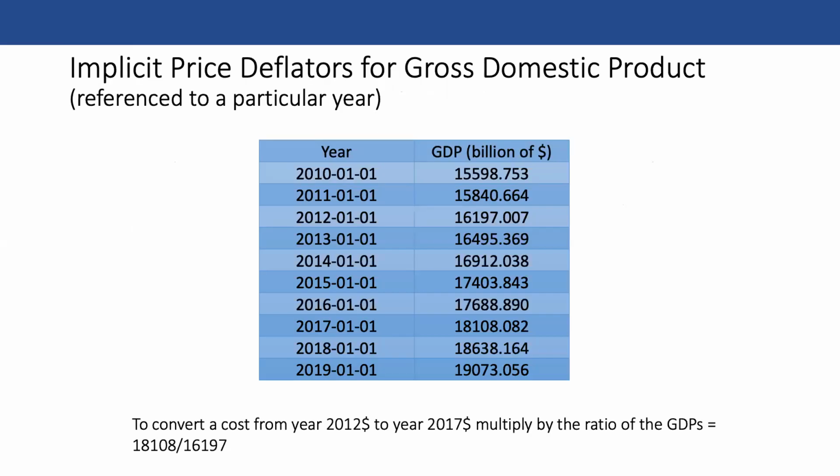A price deflator for GDP might look something like this, where if I want to convert from, let's say, 2012 dollars into 2017 dollars, you multiply whatever dollar amount you're working with by the ratio of the GDPs. So that's a quick, easy way of taking into account inflation over time.